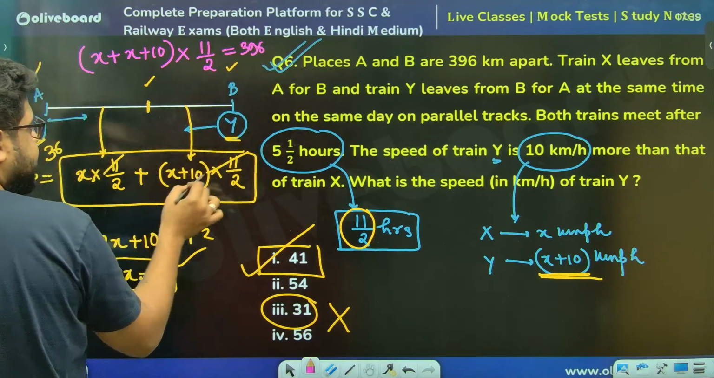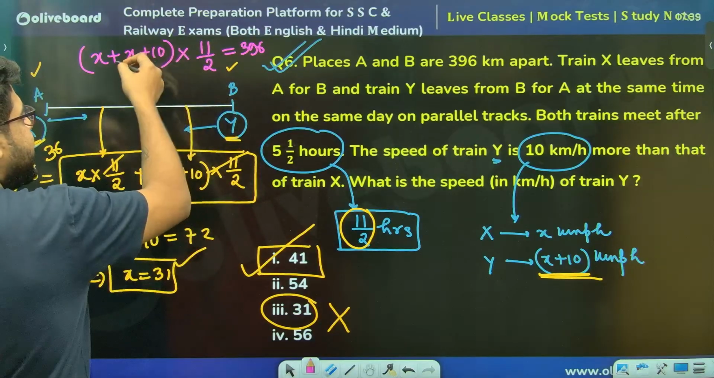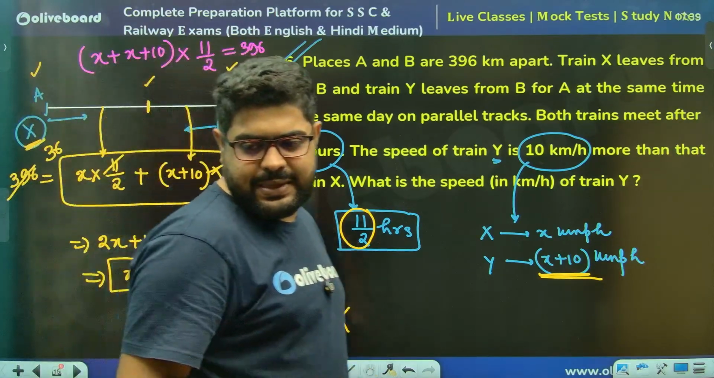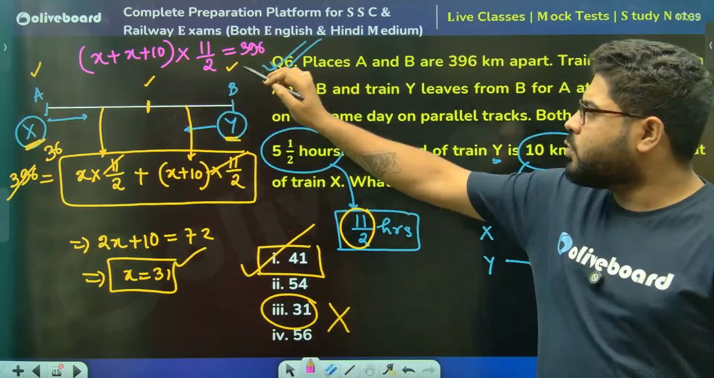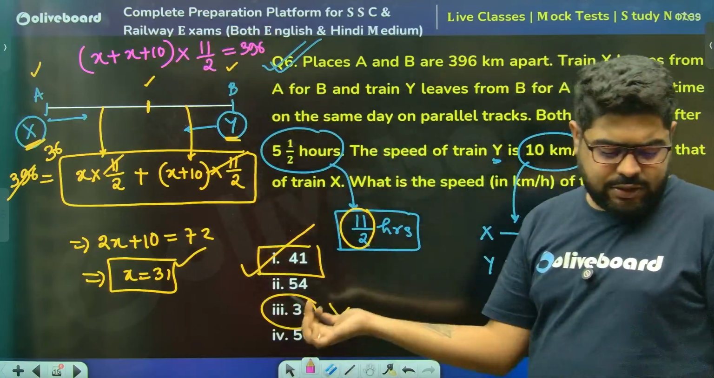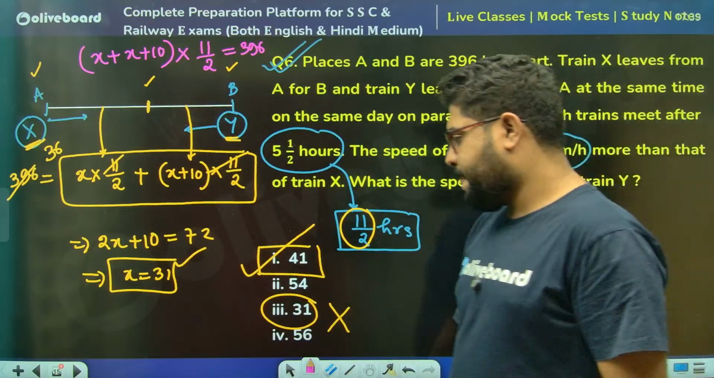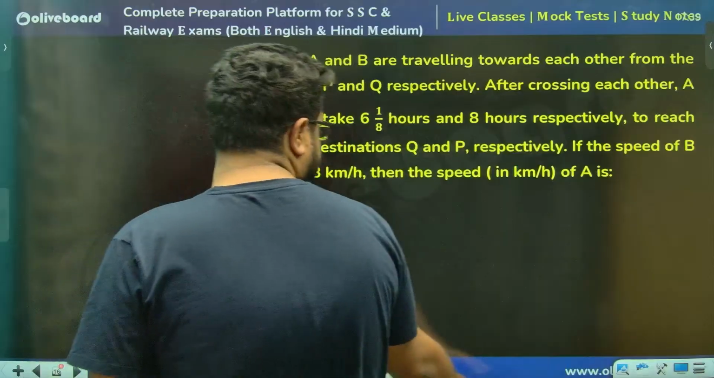See, from this line, once you take 11 by 2 common, you will get actually this. Same. But again, that is how to make the equation using relative speed. The equation will be the same. Okay? Moving on, sir.